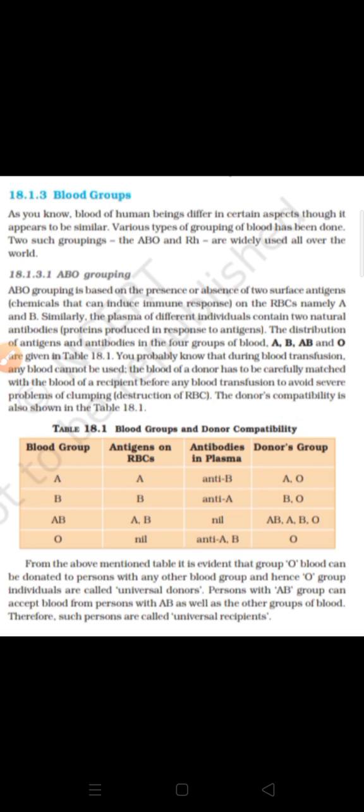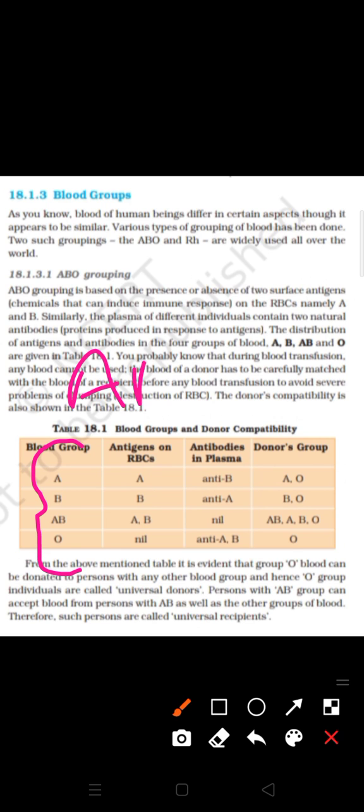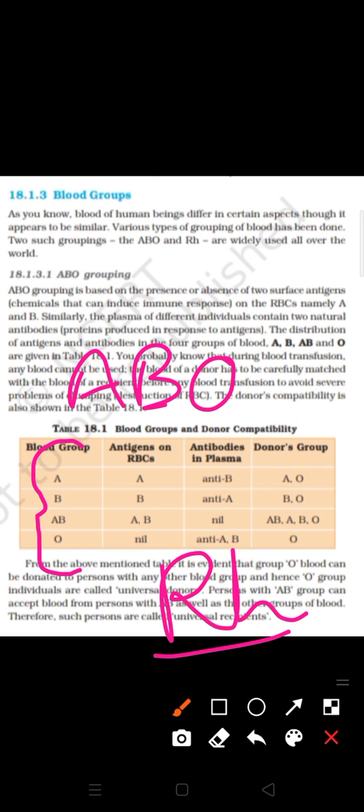Basically, two main types of blood groups are present. The main two types are the ABO blood group, which is present here, and the other one is known as the RH blood group, also known as the rhesus blood group. Clear? In the next video we will discuss the RH blood group. Today we will focus only on the ABO blood groups.